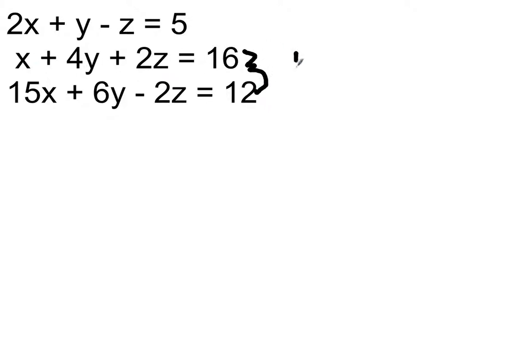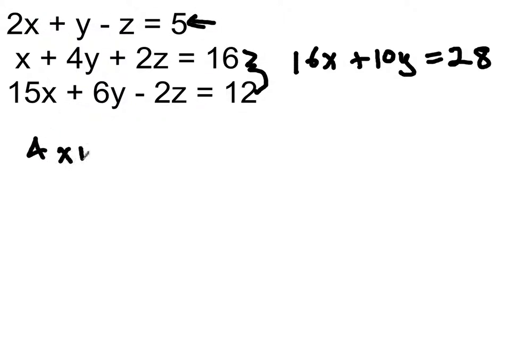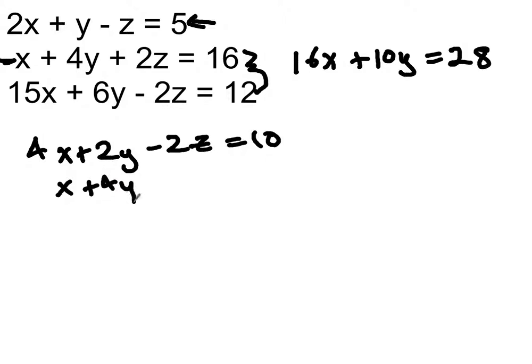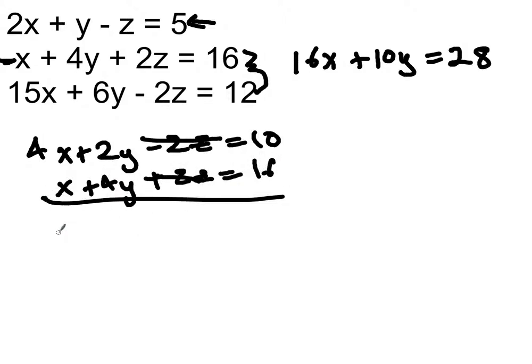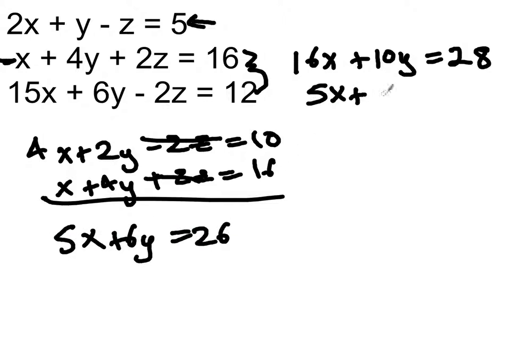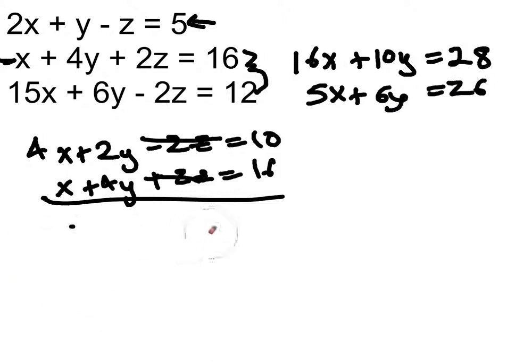So if I add these two together, I get 16x plus 10y equals 28. Now I'm going to multiply this equation by 2, this one right here, and that gives me 4x plus 2y minus 2z equals 10. And now I'm going to add it to this middle equation. The z's cancel out again, and so I get 5x plus 6y equals 26. Alright, let's get rid of this stuff.